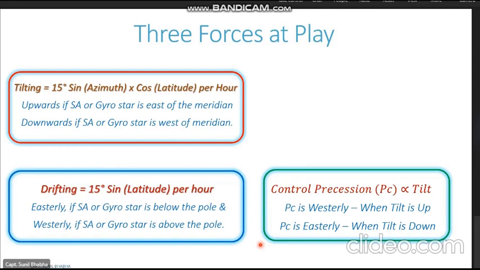The third force which we have introduced in this controlled gyro is the control precession. As we saw in the previous presentation, control precession is directly proportional to tilt. If the tilt is 0, the control precession is 0. As the tilt starts to increase, the control precession also increases. And what is the direction of this control precession? The control precession is westerly whenever the spin axis is tilted upwards above the horizon, and the control precession is easterly whenever the tilt is down. This was discussed when we understood the control precession generation using the top heavy and bottom heavy arrangement. So these are the three formulas which should be at the back of your mind while understanding the elliptical motion. It will make your understanding very, very easy.